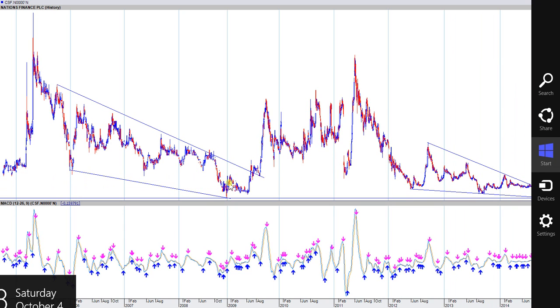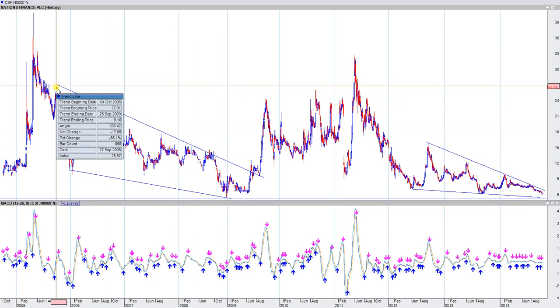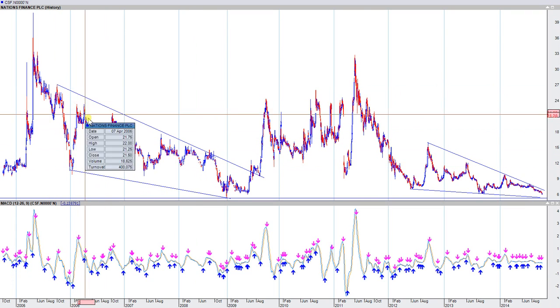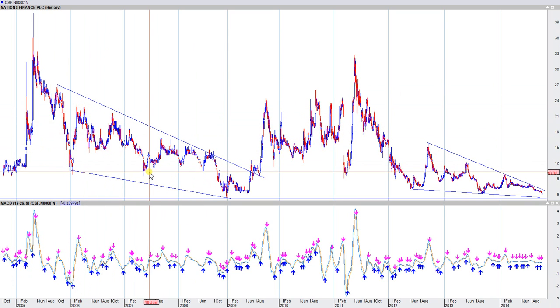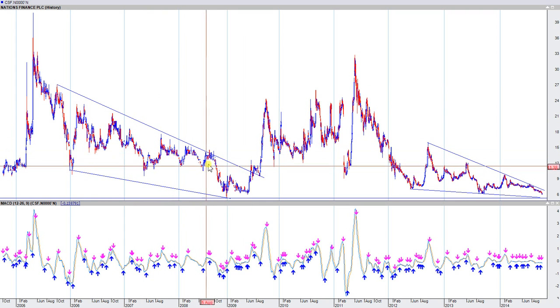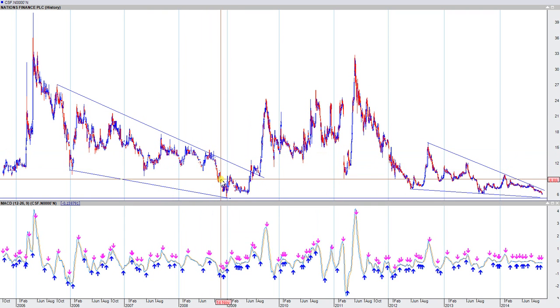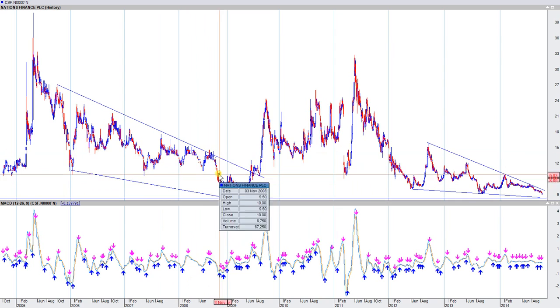See here, it's very clear. From a very high it came to low, so it was making lower highs and higher lows. And then here again it has come to a lower low, and lower highs.